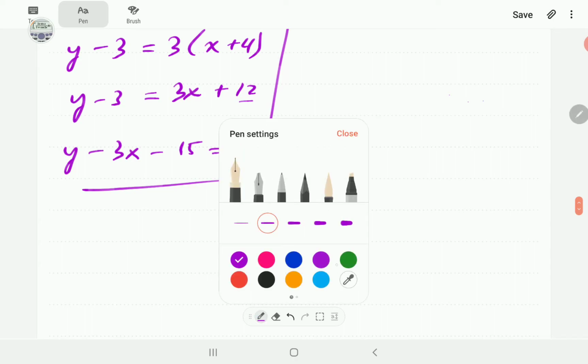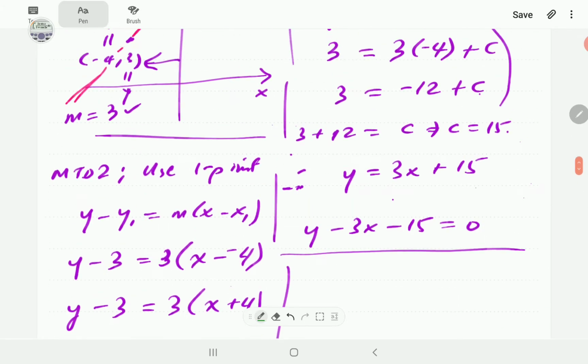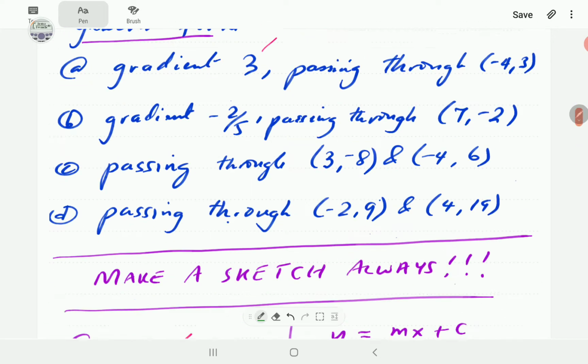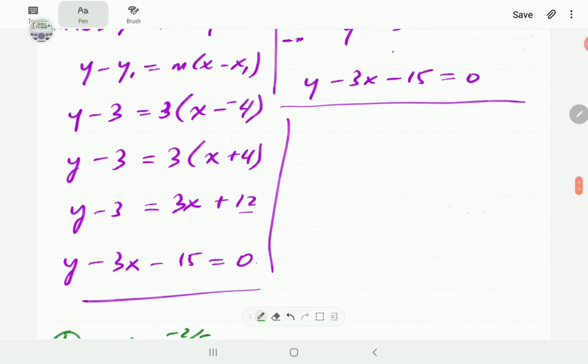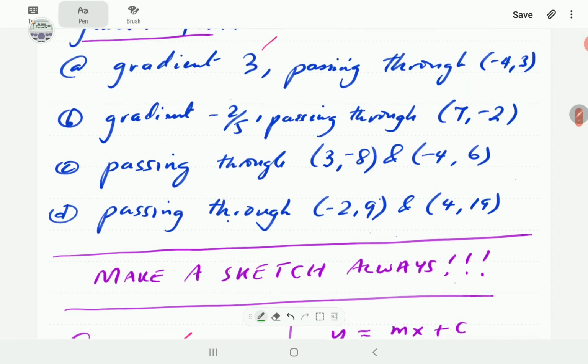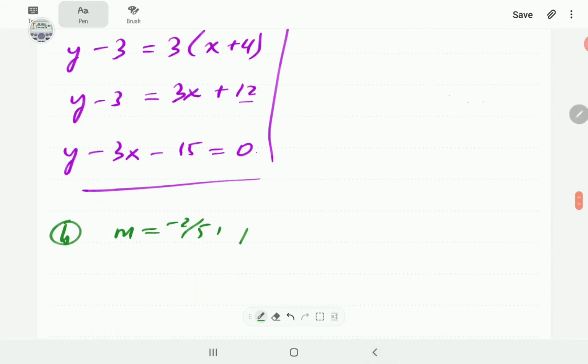Right, let's go to example number B now. In B, we have got a line with gradient minus 2 on 5. So gradient is minus 2 on 5. And this line goes through 7, minus 2. Seven, minus 2.